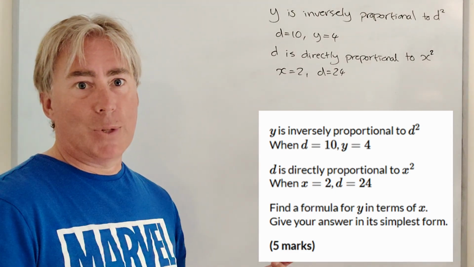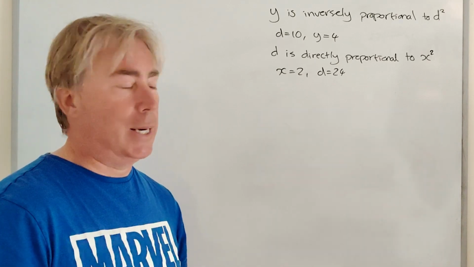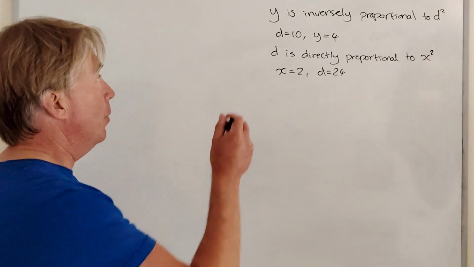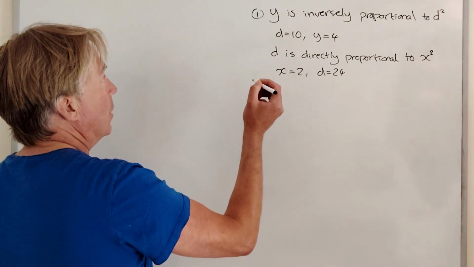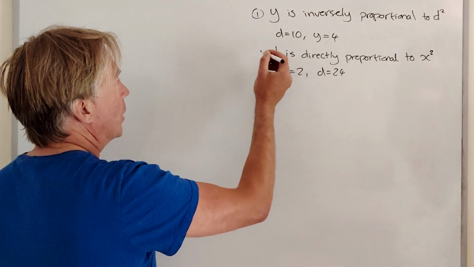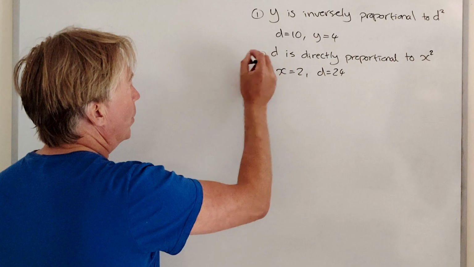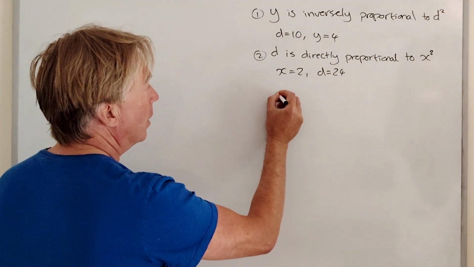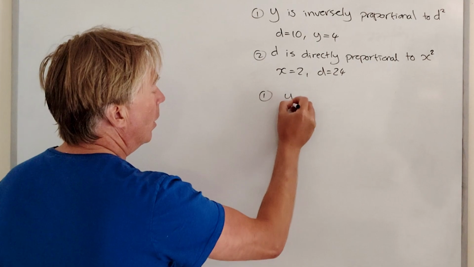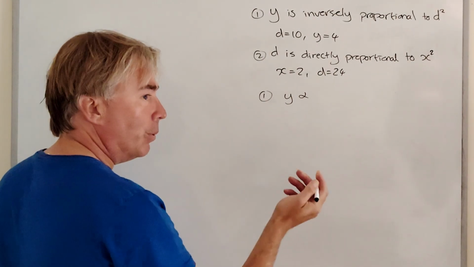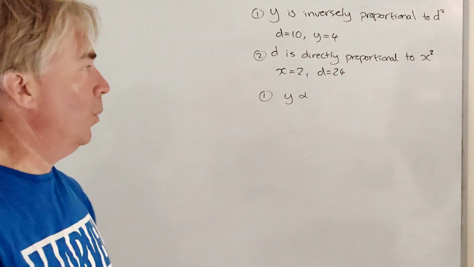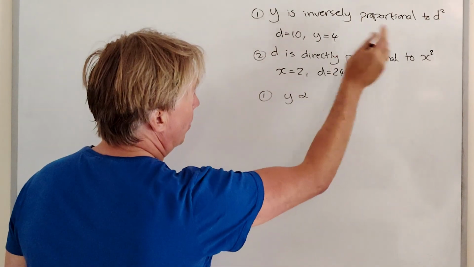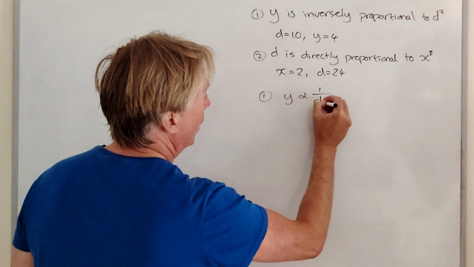So what we have here is two equations with a connecting variable d. So what we need to do is deal with them one at a time. I'm going to deal with the first one, and I'll deal with the second one afterwards. First of all, we're told that y is inversely proportional to d squared. So our standard notation: y is proportional, often called the fish, to 1 over d squared.